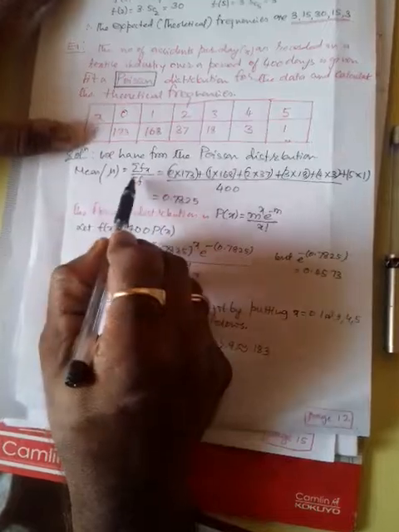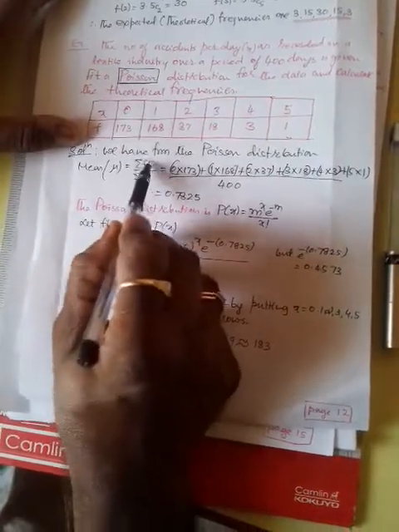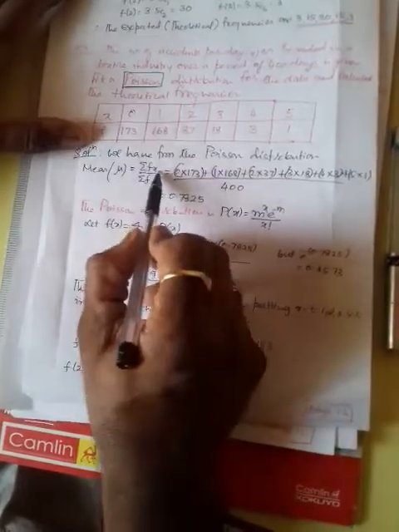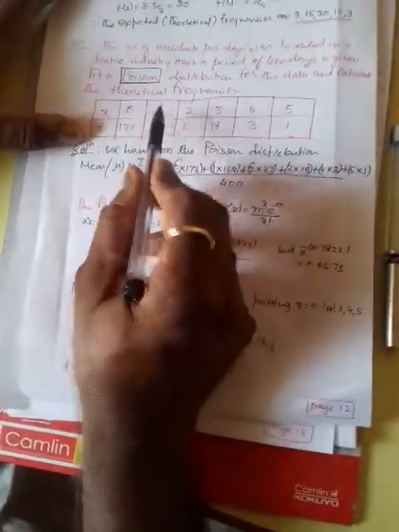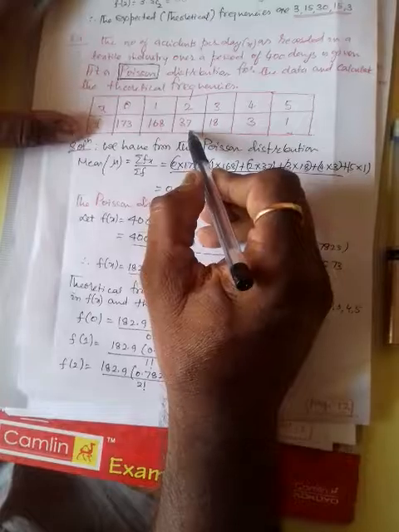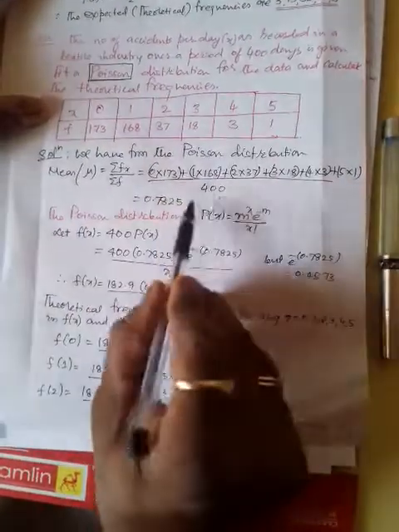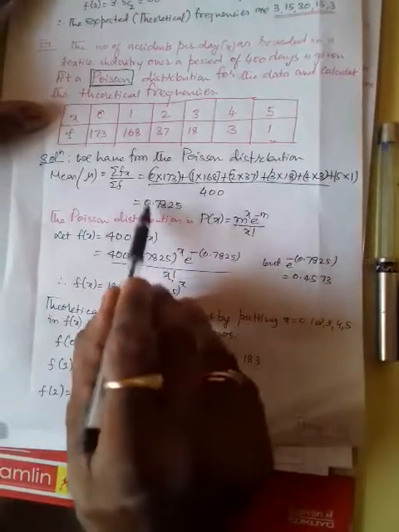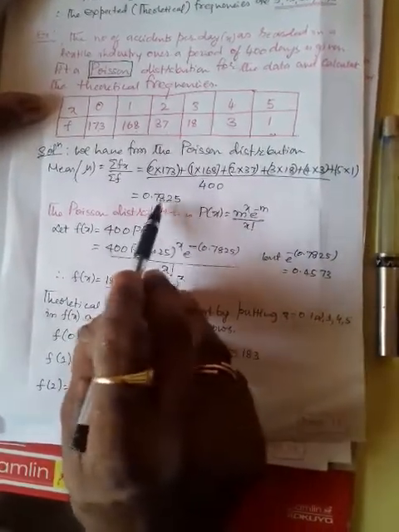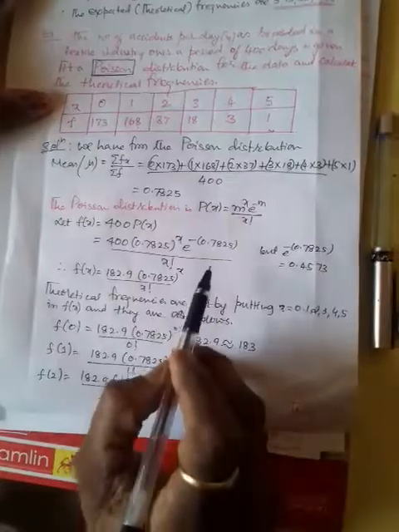From the Poisson distribution we have mean mu. What is the mean here? Summation fx divided by summation f. Therefore, summation fx is 0 into 173 plus 1 into 168 plus 2 into 37 plus 3 into 18 plus 4 into 3 plus 5 into 1, divided by summation f. Summation of all the terms given in the second row is 400. The calculation from your calculator gives 0.7825.